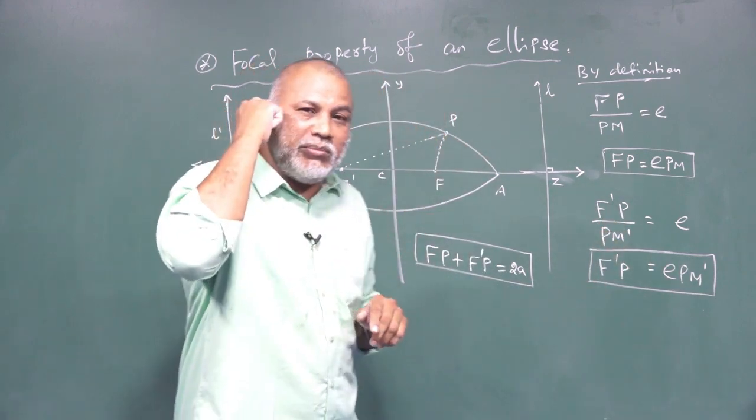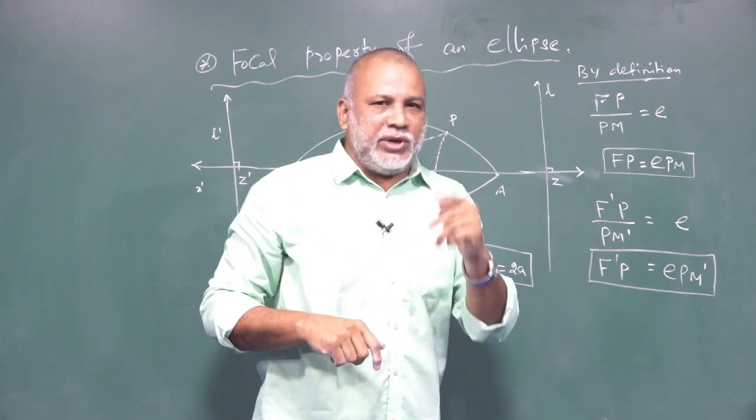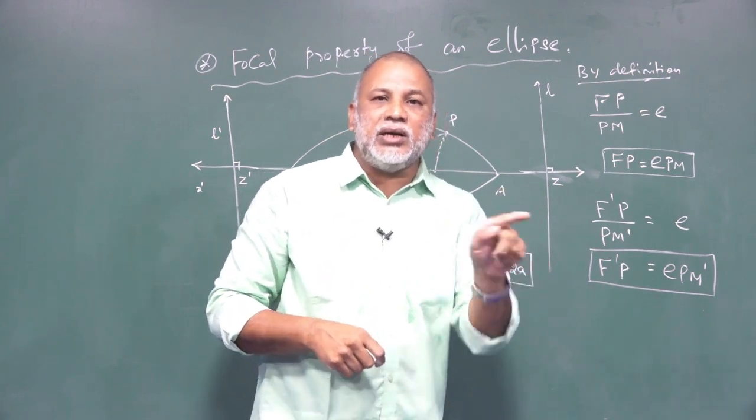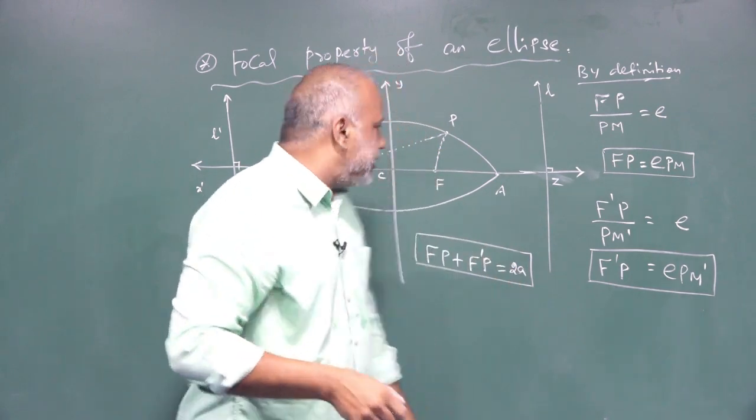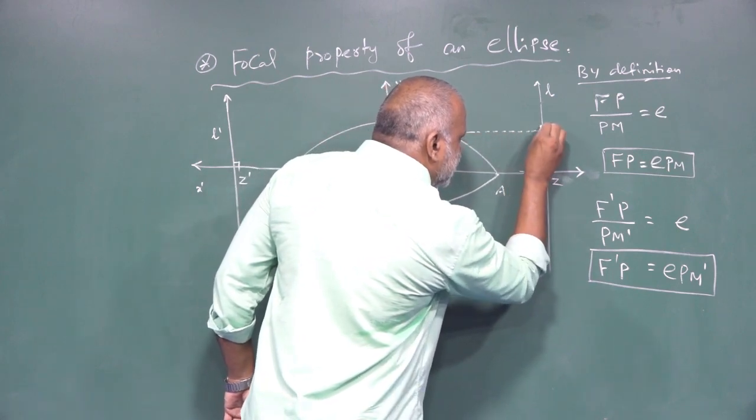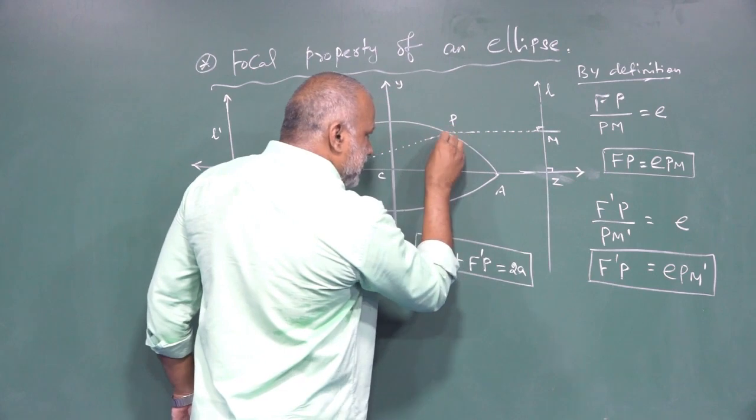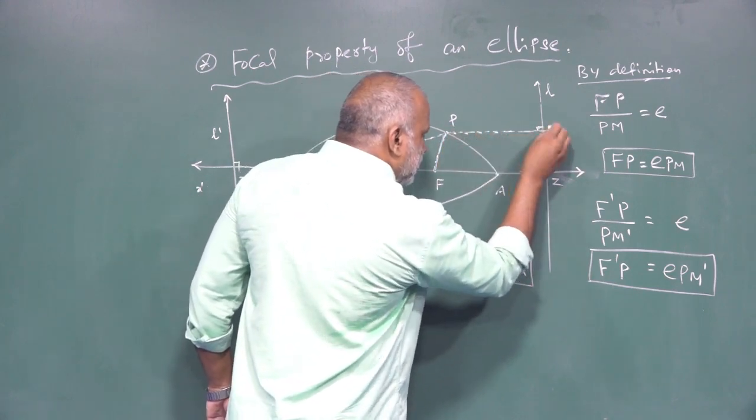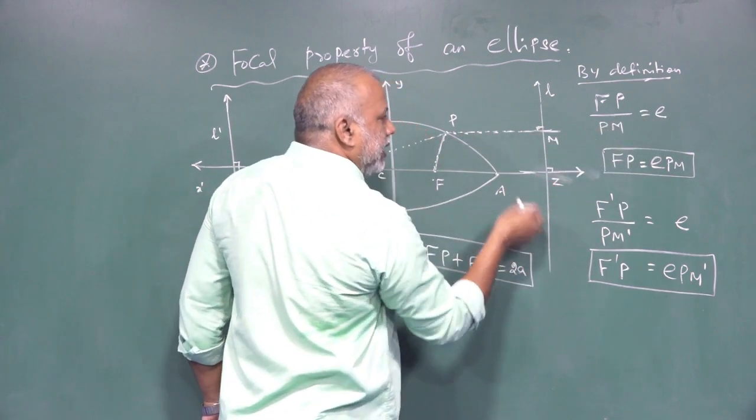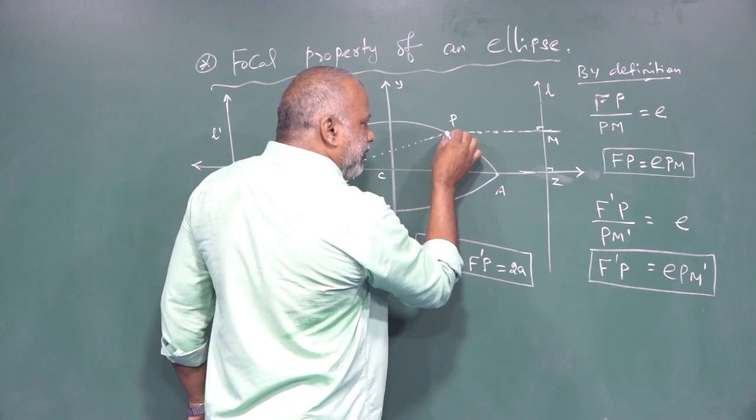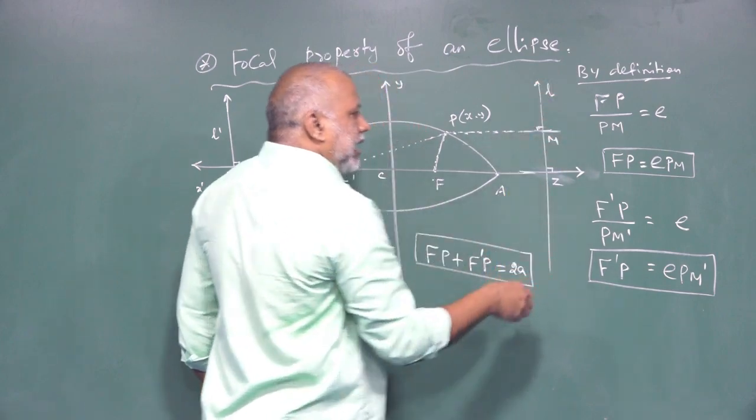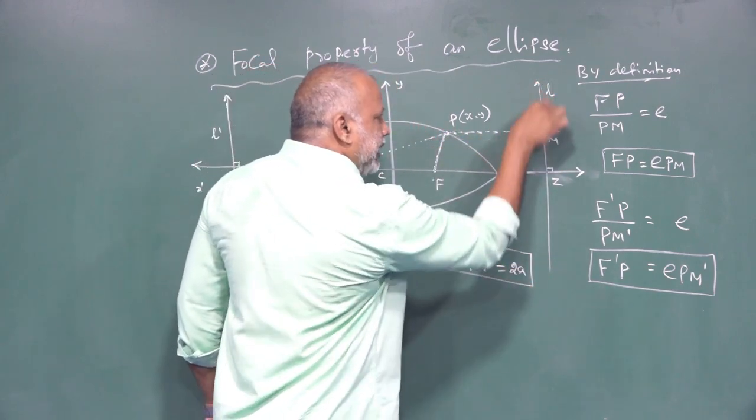What is the meaning of PM in the basic derivation? FP by PM equal to E. PM is the length of the perpendicular from P(x, y) to the directrix. Therefore, I want to develop PM here. See, this is called PM. Recall the basic definition: FP divided by PM equal to E. Here F is the focus, P(x, y) is any point, and PM is the length of the perpendicular from this P to the directrix L.